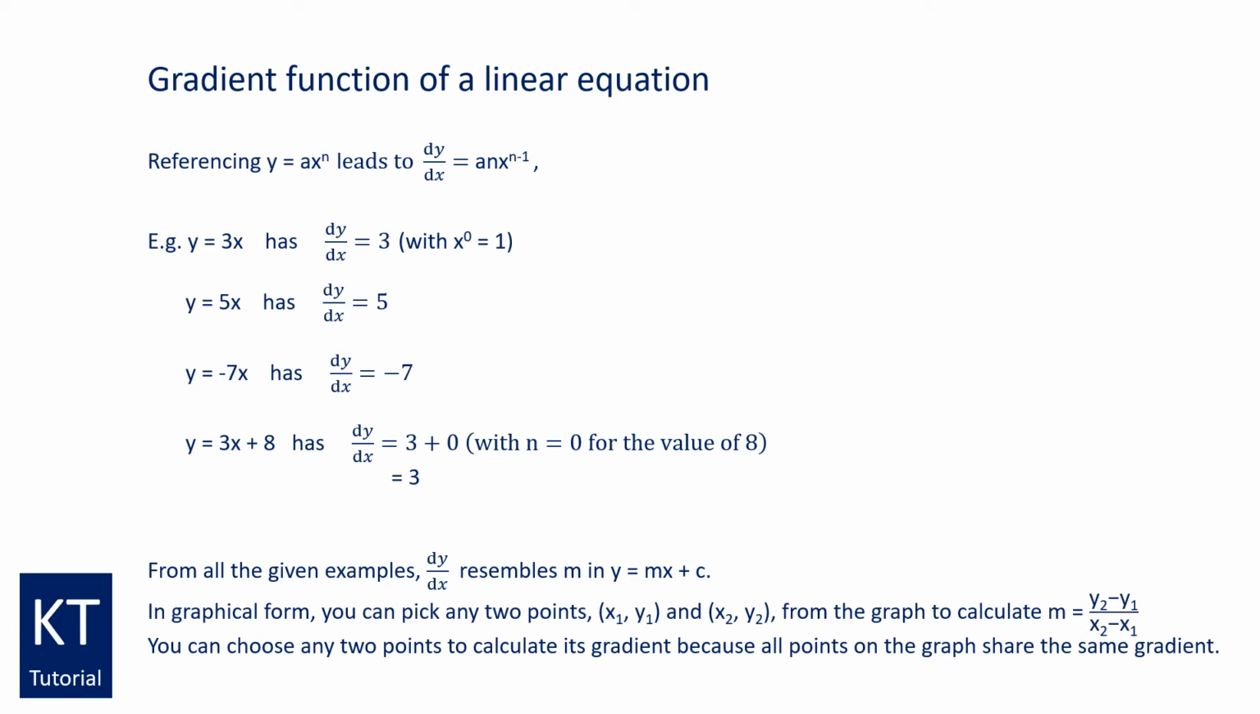It is intentional that all the given examples are some form of a linear equation where its dy/dx resembles m in y equals mx plus c. In graphical form, you can pick any 2 points from the graph to calculate m as being y2 minus y1 over x2 minus x1. The reason you can choose any 2 points to calculate its gradient is because all points on the graph share the same gradient.